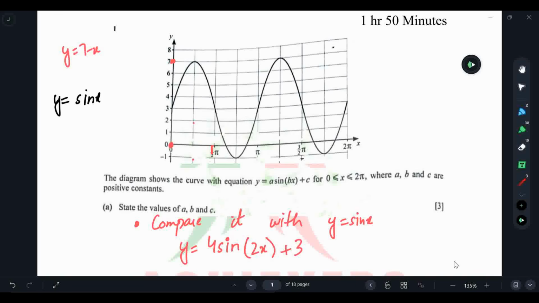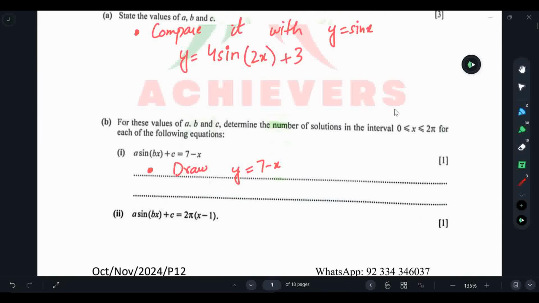When x is 0, y is 7. When x is pi by 2, it's 5.4. It will be somewhere here. Because it is a linear equation, the graph will be a straight line, so we can just connect the points and draw a straight line over here. Now we can see that it intersects the original curve at 1, 2, 3, 4 and 5, at 5 points. So we can say that the number of solutions in this case will be equal to 5.